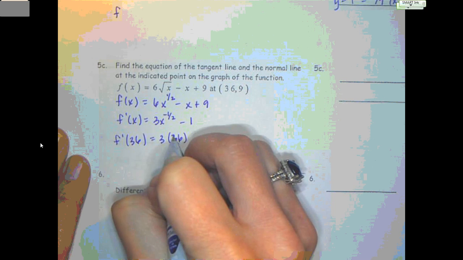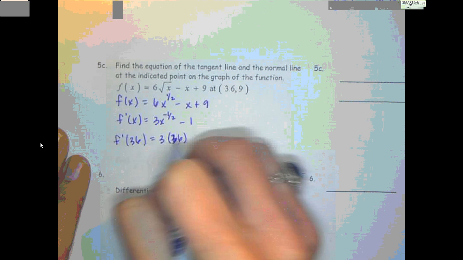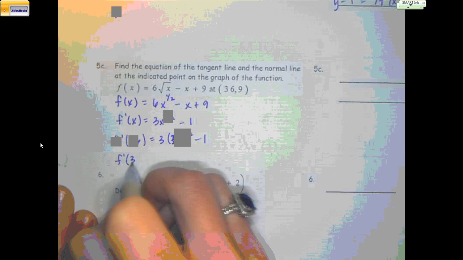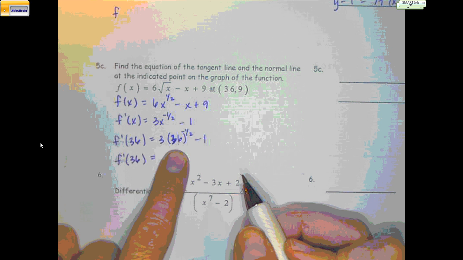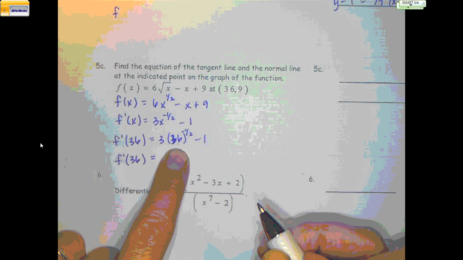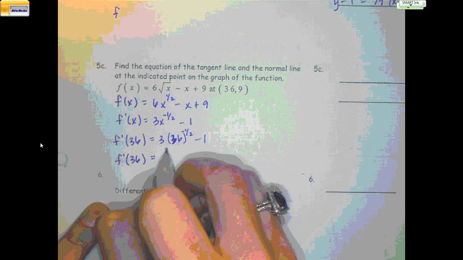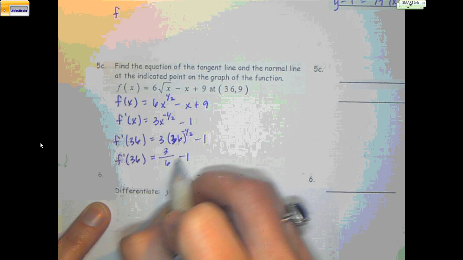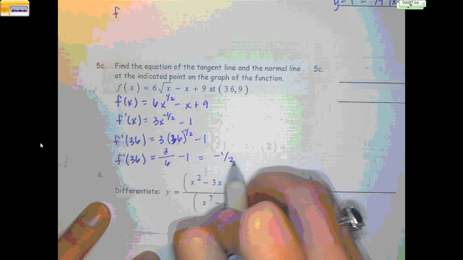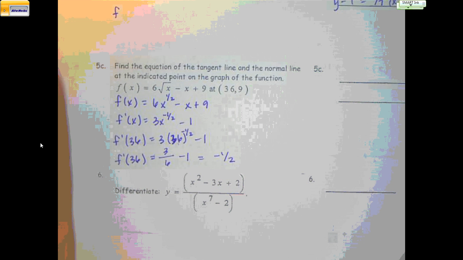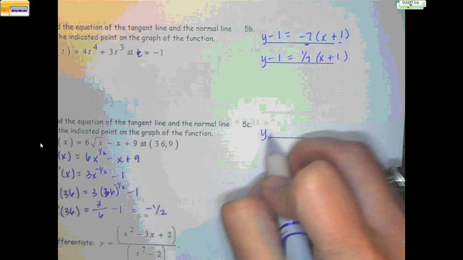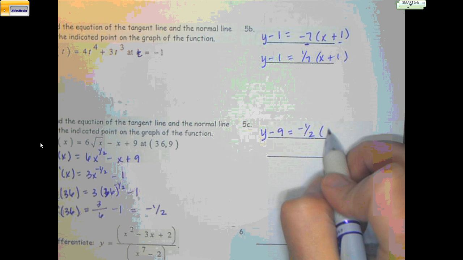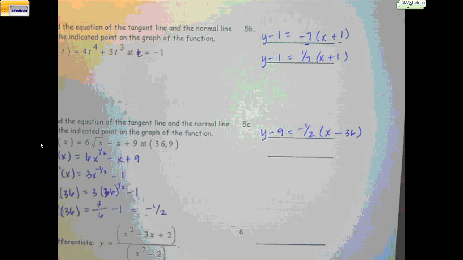Whoops, I don't know why I put 66, sorry. Okay, this really means 3 times. Isn't that 1 over 36 to the 1/2? So 3 over, what's 36 to the 1/2? So it's really a 1/2 minus 1, which is -1/2. So here's our tangent line. Y minus the y they give us equals the slope we found times x minus the x they give us.